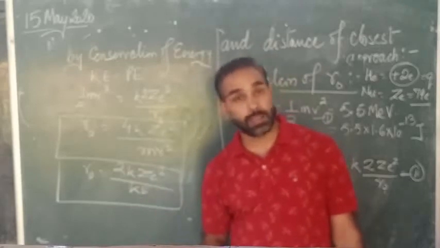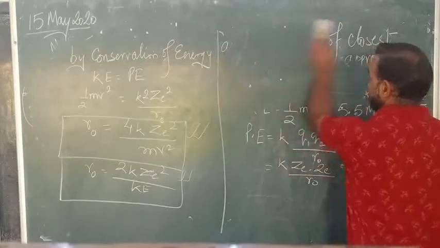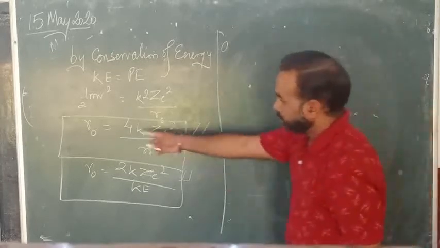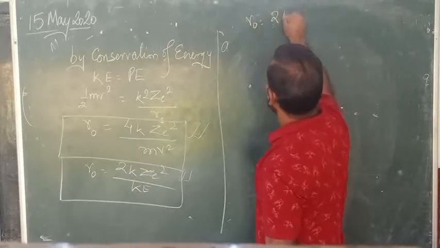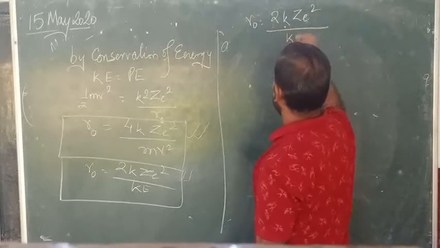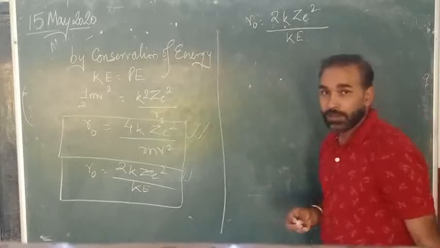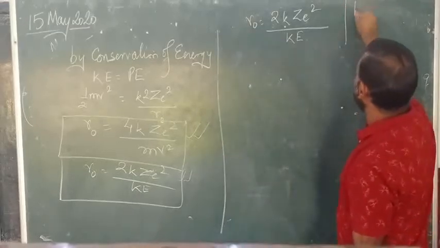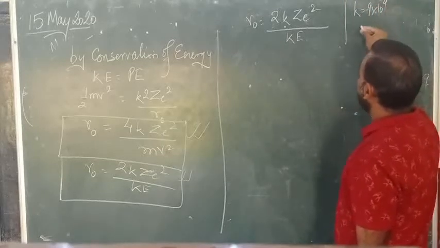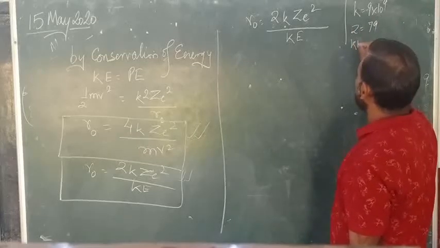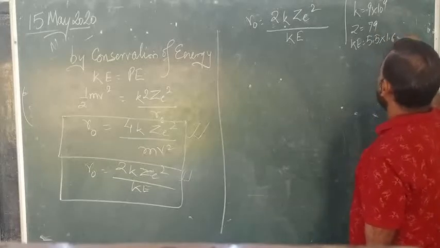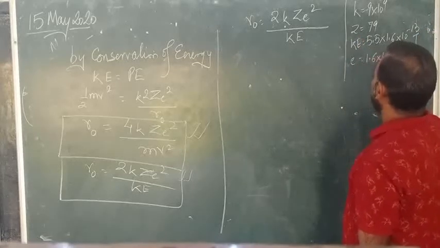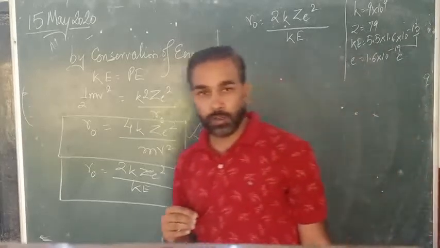So for a particular alpha particle, they calculated this. How did they calculate it? Everything is given to you. So r naught is equal to 2 k z e square upon KE. This I am using for alpha particles in the Geiger and Marsden experiment. So k is 9 into 10 to the power 9, z is 79, KE is 5.5 into 1.6 into 10 to the power minus 13 joule, and e is 1.6 into 10 to the power minus 19 coulomb. This you already know, isn't it?